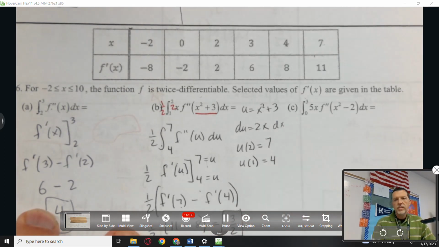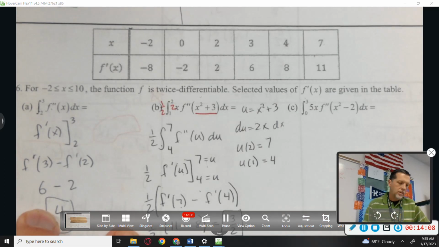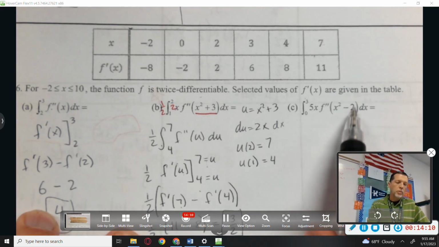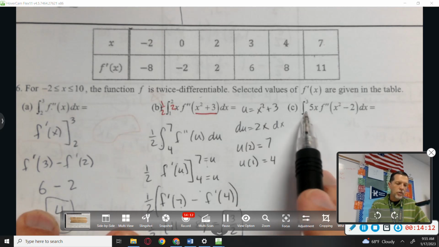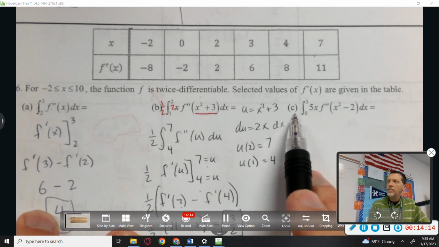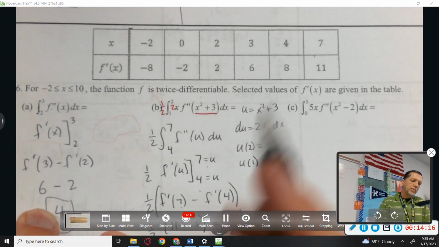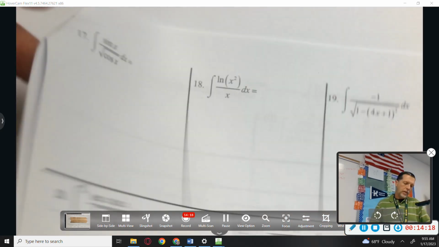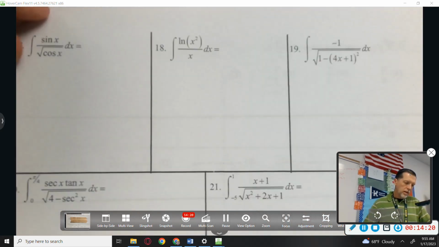Part C is nearly identical. U will be the input, or u will be the inside. Du will be close to that. Probably have to slide the 5 out, switch the limits. Pretty similar to B. Number 18.